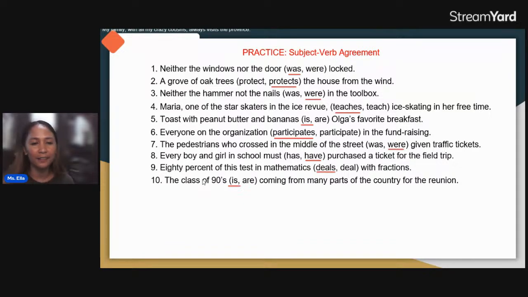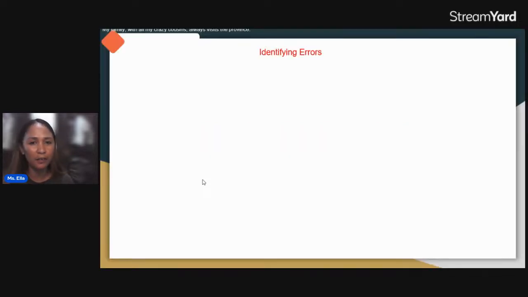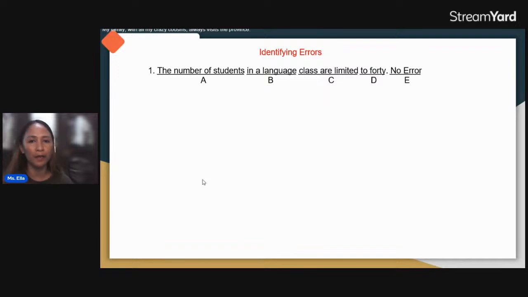Okay, now let's continue. All right, so here let's have identifying errors. For identifying errors, let's proceed with number one. Again, in the comment section, I want you to write the number of the item and then the letter of your answer. For number one, please choose which has some errors in the sentence, or if there's no error, you can just answer E, no error. Okay, let's have number one.